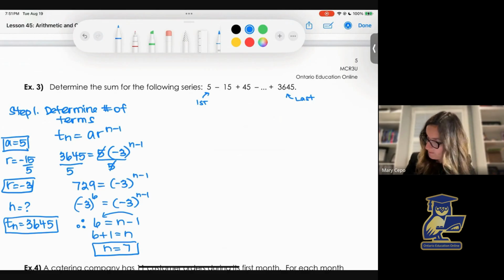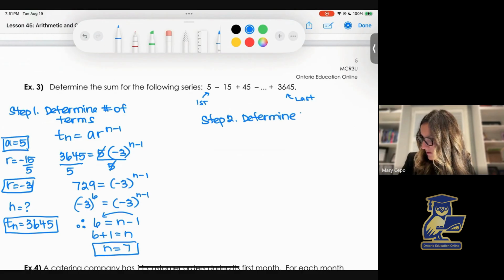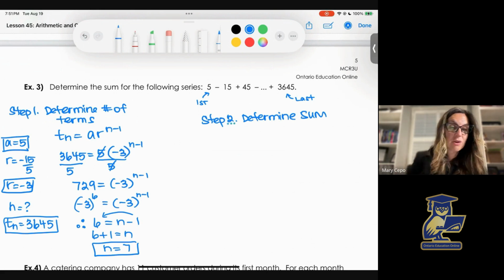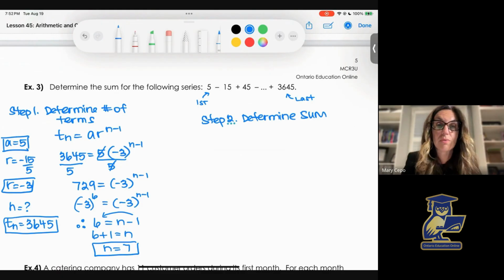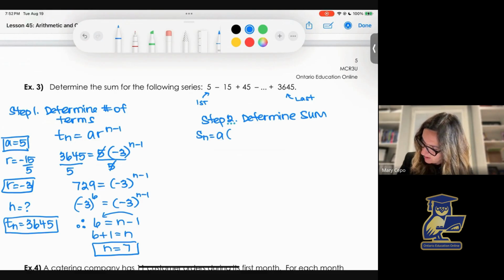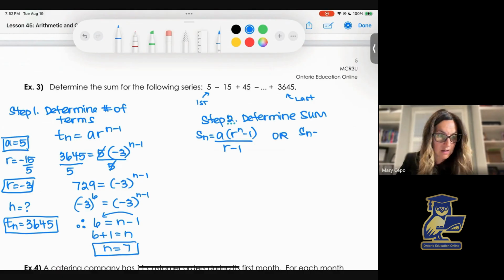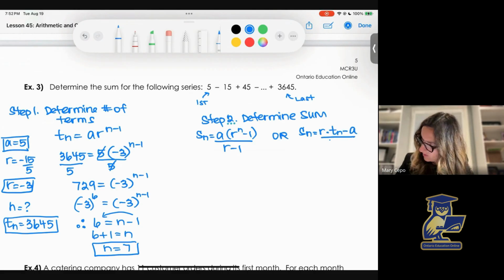Now to determine the sum, step 2: determine the sum. Again, I'm going to use both just so you can see that it doesn't matter what version of the sum of a geometric sequence formula you use, you will get the same sum. So I'm going to write them both down. We have a(r^n minus 1) all over r minus 1, or it doesn't matter which one you use, you'll still get the exact same answer, (rl minus a) all over r minus 1.